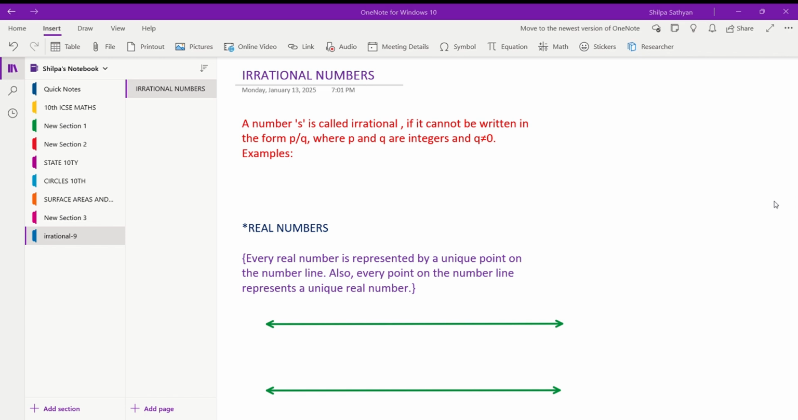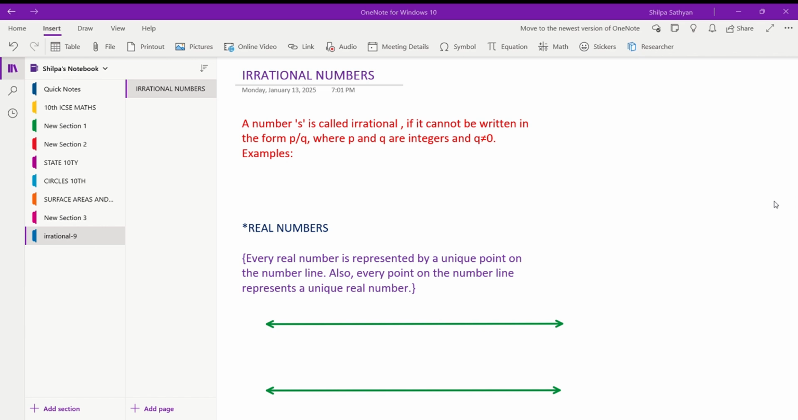In today's session, we are diving into an interesting topic from the number system, irrational numbers. Let's explore what makes a number irrational and how they differ from rational numbers. So we can start from the definition of irrational numbers. So what is an irrational number?